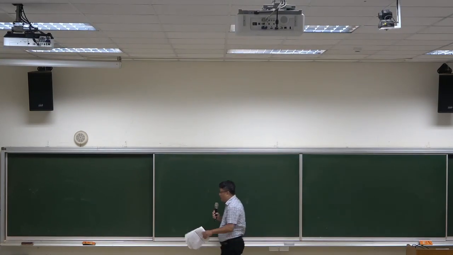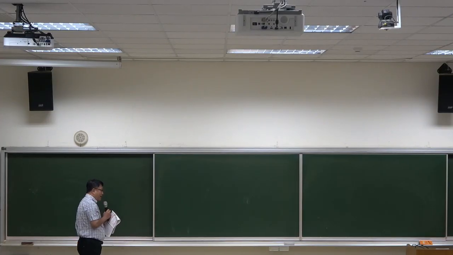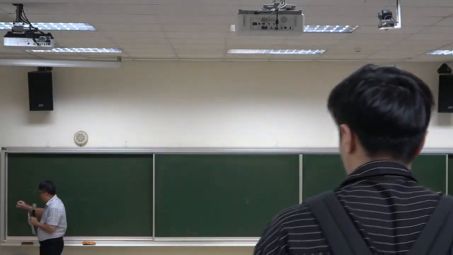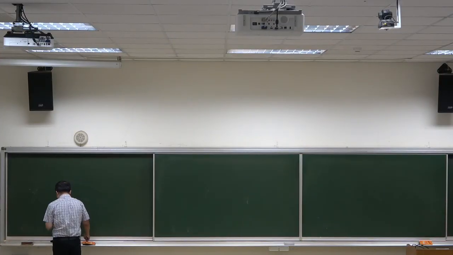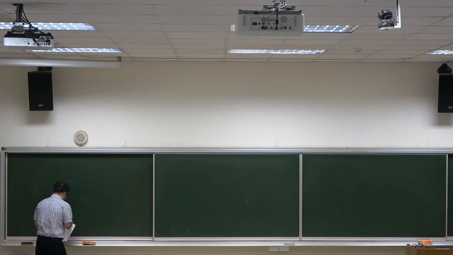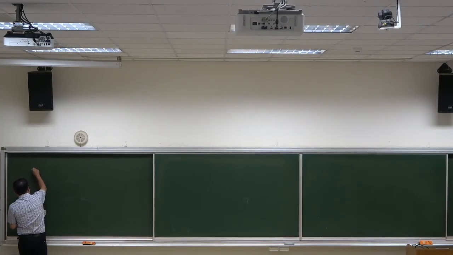So last week we introduced the complex number representation of the polarization state for polarization state described by this E vector.